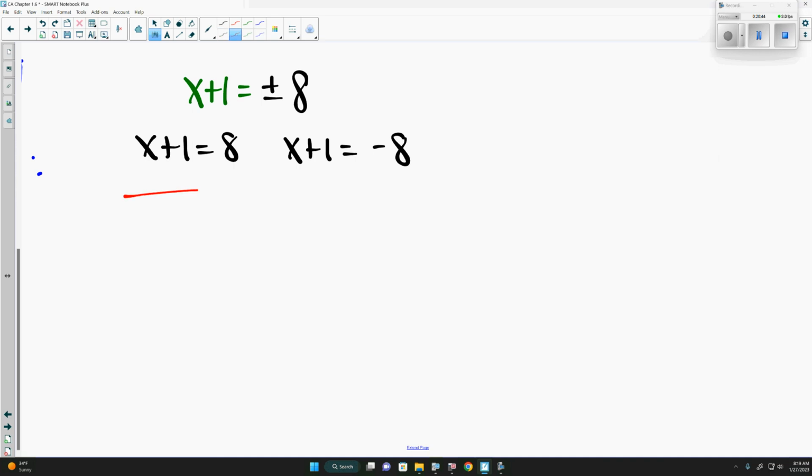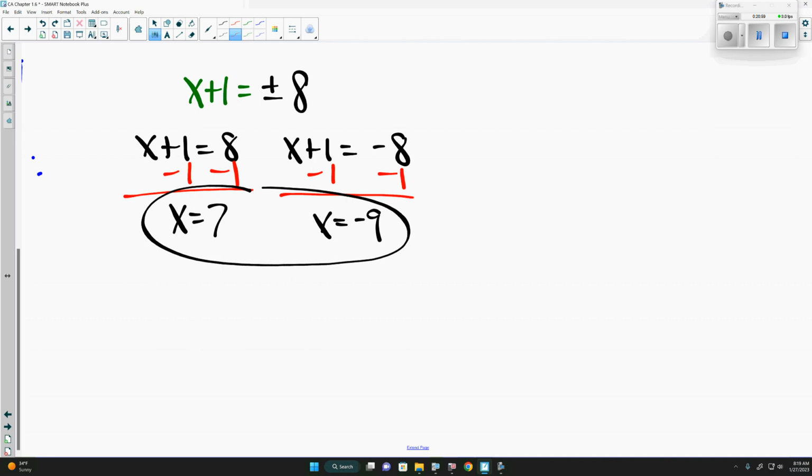And we can solve from here. So the first one, we can minus 1 from both sides, telling us x is equal to 7. We can do it for the other one. We can minus 1 from both sides, telling us x is equal to negative 9. And we have these two answers here.